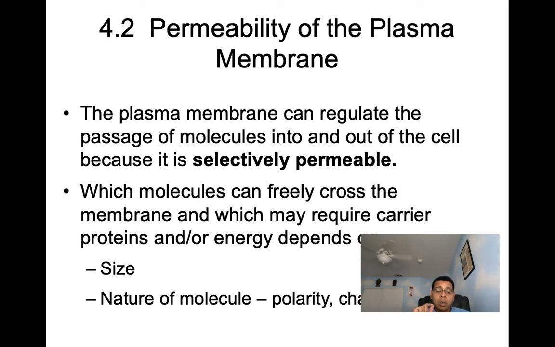Some molecules are going to be able to freely cross that plasma membrane, the phospholipid layer. And other substances may require transport by certain proteins that we talked about, carrier proteins or channel proteins, and even energy may or may not be used. So that plasma membrane is a selectively permeable barrier.